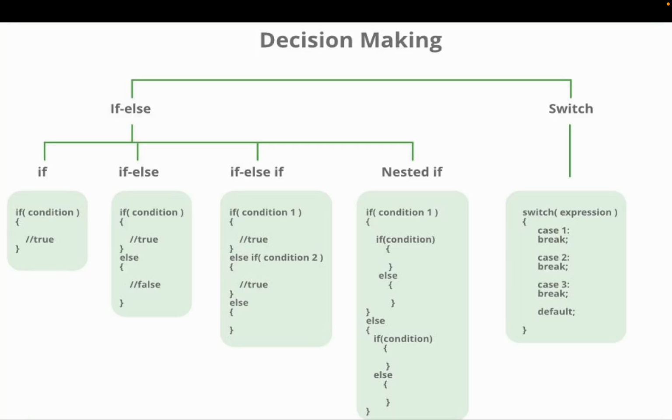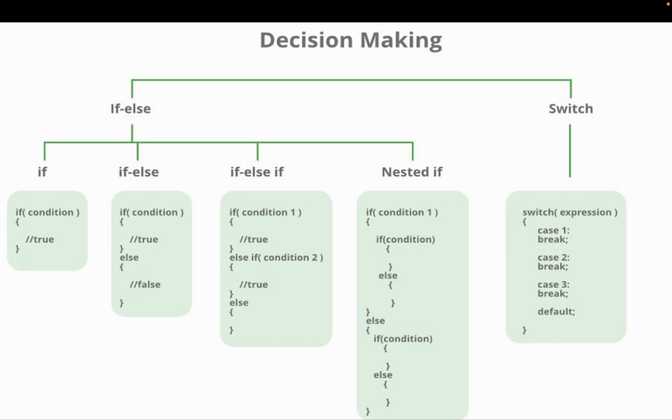Then we have decision making statements. In it we have the if else statement. It is a two-way decision making statement. If some condition is true, then the if statement is executed, and if the condition is false, then the else is going to execute. The statements inside the else are going to execute. In this we have 4 types: if, if else, else if, and nested if.